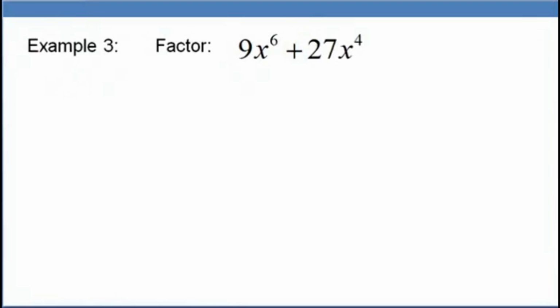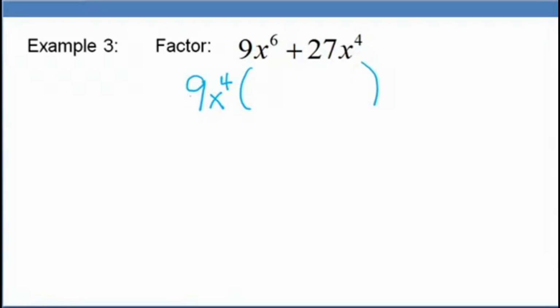Let's factor this problem. 9x to the 6th plus 27x to the 4th. Step 1, find your GCF. So for our numbers, we will actually test the lowest. The 9 works. It's going to divide into 27, so we'll take a 9. For the variables, we have to go with the lowest. We'll go with x to the 4th. That's our GCF, goes on the outside. One set of parentheses. And to get back there, term by term.